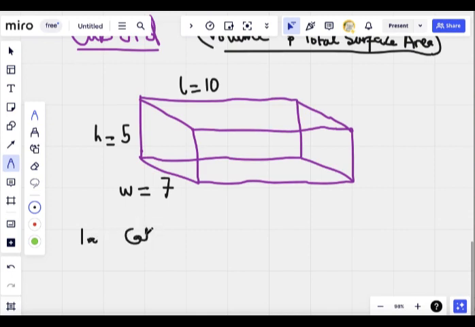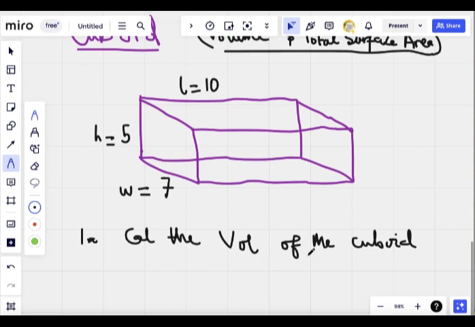Calculate the volume, so I write VOL, the volume of the cuboid. Okay, so we're going to find the volume of this cuboid. Volume is easy. But before we come to the B part of this question, the B part is to calculate the total surface area of the cuboid.